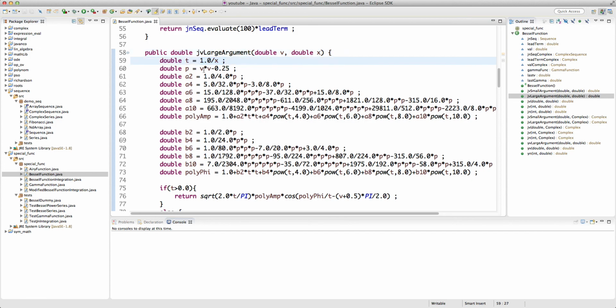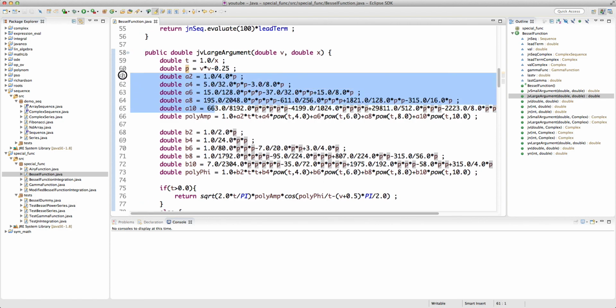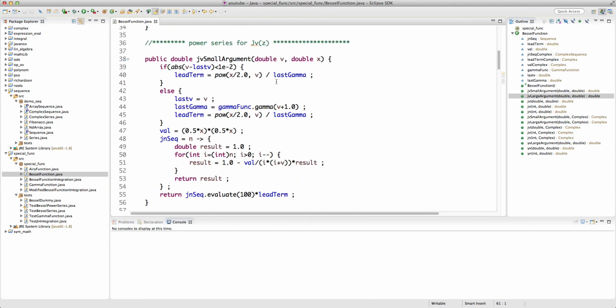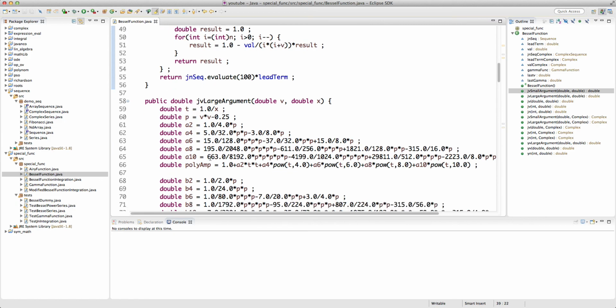We start with that, and then our p parameter is nu squared minus 1 over 4, which is 0.25. And then we calculate a2, a4, a6, a8, and a10. What I'd like you to notice is that these coefficients don't depend on x. So we can implement the same logic as here. If nu has not changed, we don't need to evaluate these over and over again. So basically we can define these as state variables.